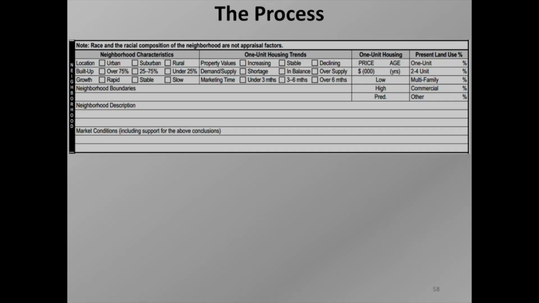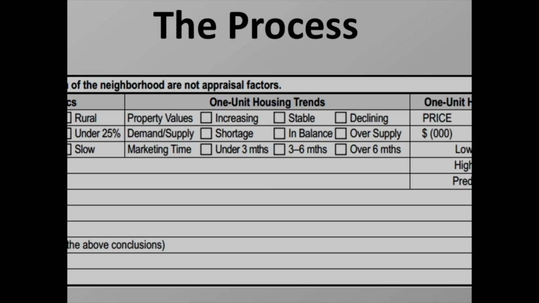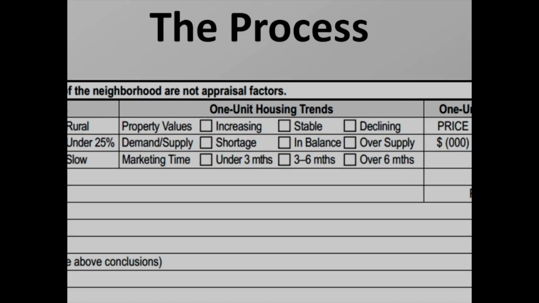Because while in capital bold letters on the left-hand margin it says neighborhood, and you would think that means everything in there is for the neighborhood, like the universe of properties in the neighborhood. That's not true with this one unit housing trend. Fannie Mae wants you to do something different in that box. And that's why I want you to be very aware of this.